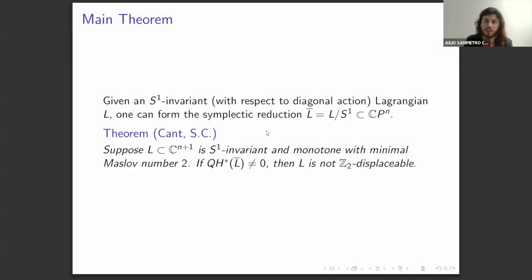...of the reduced Lagrangian in CPN is non-zero, then L is not going to be Z2 displaceable. And by the way, SC is me, it's not Salamon Connolly. She's the next speaker.